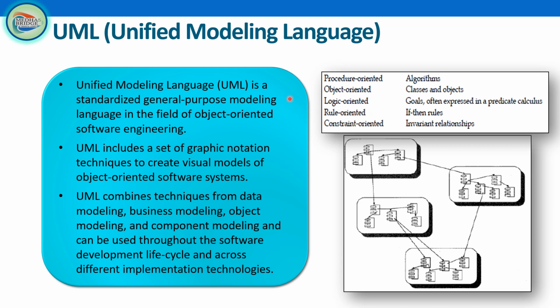Unified Modeling Language is a standardized general-purpose modeling language in the field of object-oriented software engineering. UML includes a set of graphical notation techniques to create visual models of object-oriented software systems. UML combines techniques from data modeling, business modeling, object modeling, and component modeling, and can be used throughout the software development lifecycle and across different implementation technologies.